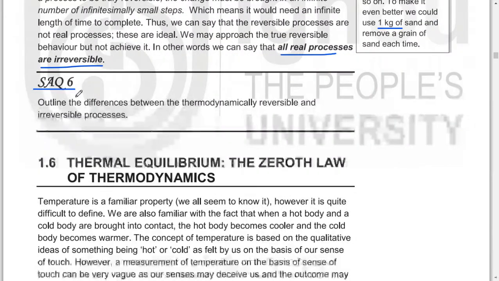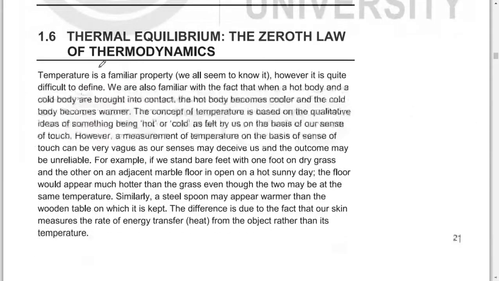FAQ 6 outlined the difference between the thermodynamically reversible and irreversible processes. Comment on this. Thermal equilibrium, the zeroth law of thermodynamics.